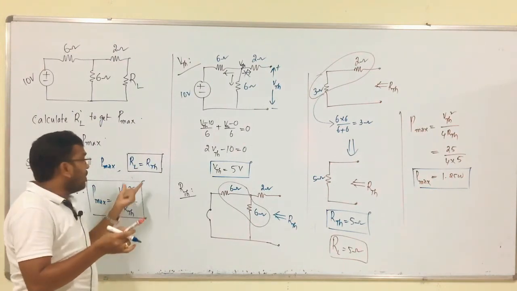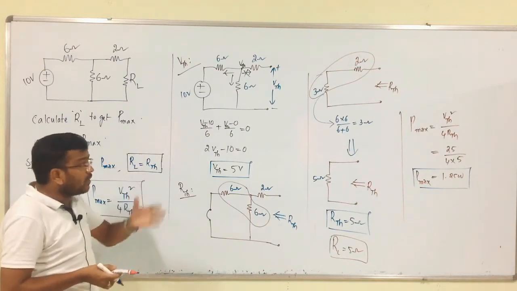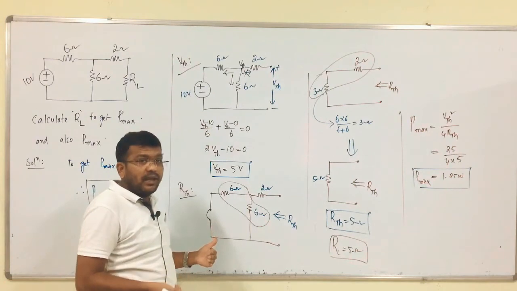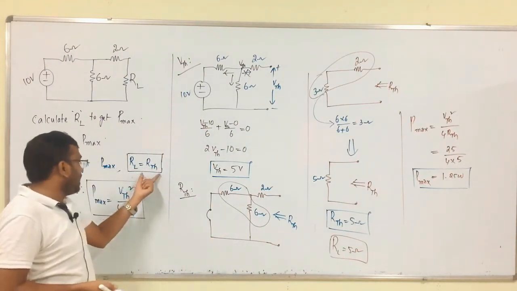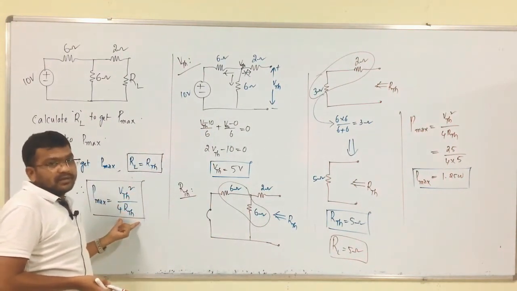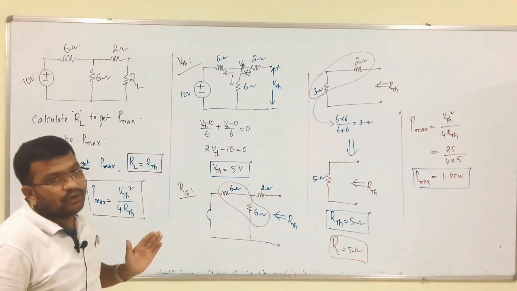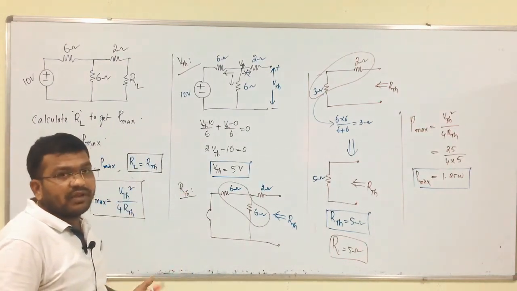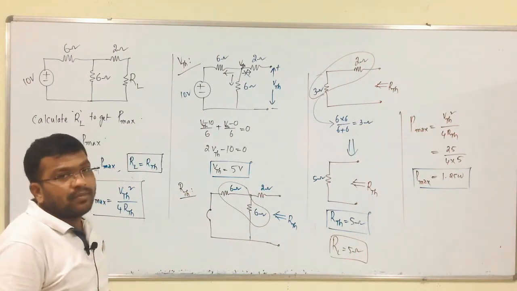So, by this we conclude that first we have to get the Thevenin's equivalent circuit, then only will you get the values of RTH and P max. So, this is the problem with respect to the maximum power transfer theorem. The extension of Thevenin's theorem is nothing but the maximum power transfer theorem.